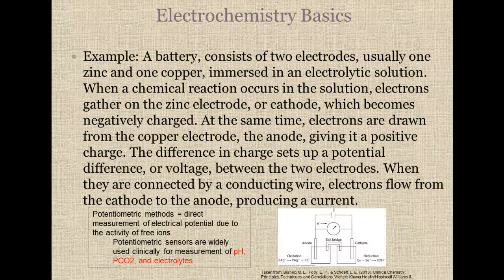Here's an example of how electrochemistry works. A battery consists of two electrodes, usually one zinc and one copper, immersed in an electrolytic solution. When a chemical reaction occurs in the solution, electrons gather on the zinc electrode or cathode, which becomes negatively charged. At the same time, electrons are drawn from the copper electrode, the anode, giving it a positive charge. That difference in charge sets up a potential difference or voltage between those two. When they're connected by a conducting wire, electrons flow from the cathode to the anode, producing a current. So that's how a battery would work, and how these electrodes work is in a similar fashion.